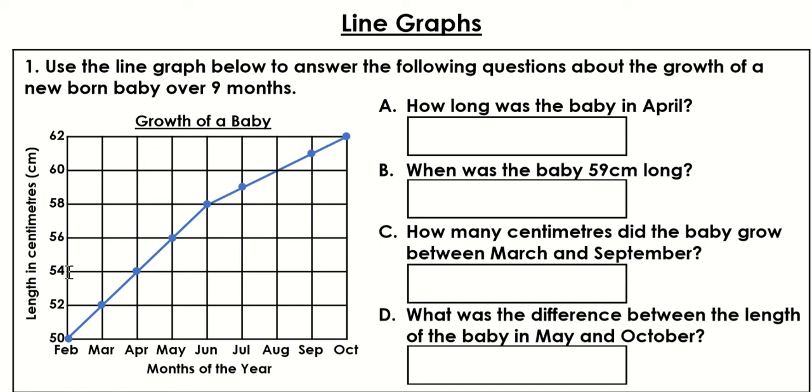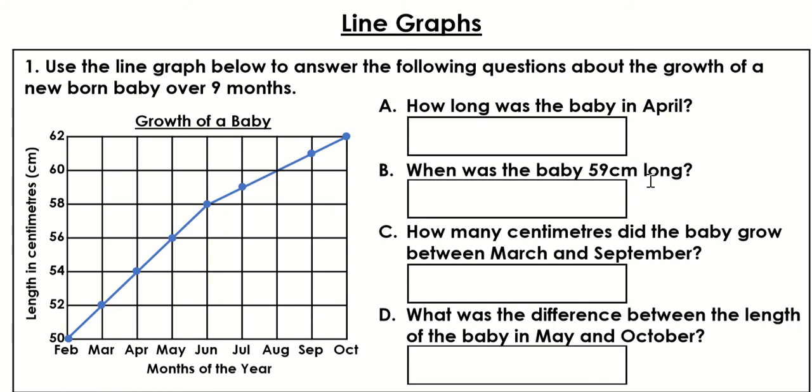And you must write centimetres because you're showing me that you know the unit of measurement, which is centimetres, not inches, not metres, not millimetres, centimetres. So in this box here, you would write 54 centimetres. B. When was the baby 59 centimetres long?